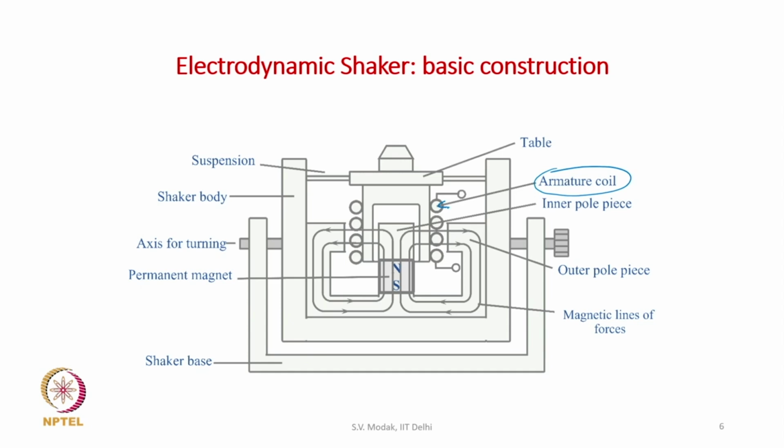Then this armature needs to be supported, it cannot hang in space. So, it needs to be supported, and that is why we have something called the suspension. This suspension is very flexible, and it supports the armature over the shaker body. This is the shaker body, you can see. Then we need the magnetic field. So, you can see here we have used a permanent magnet, and these are the N and S poles of the magnet. So, this is the magnet here.